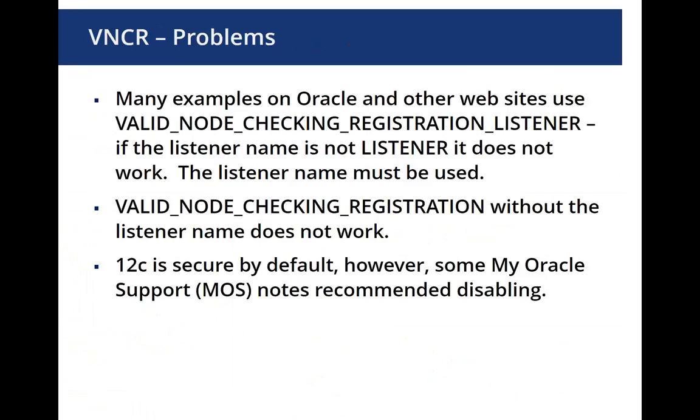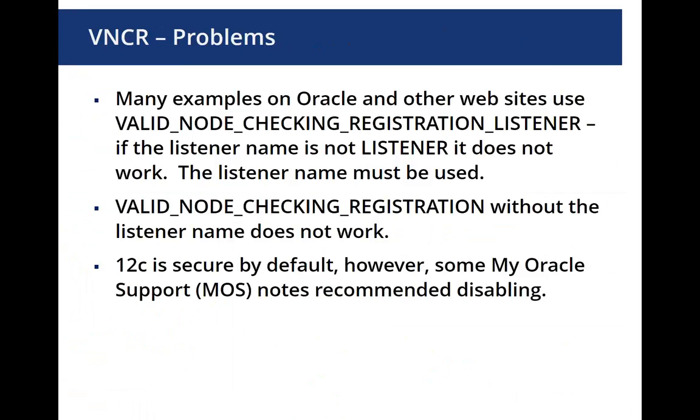And we catch a lot of organizations who think they've corrected this, but it's really not corrected because they're doing that. The other one we see quite often is they just put in valid node checking registration. It has to have the listener name. So if I put valid node checking registration equals on, that's not good enough. That won't work. It'll just ignore the parameter.